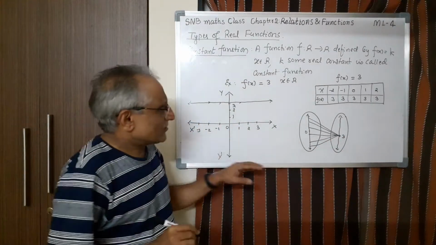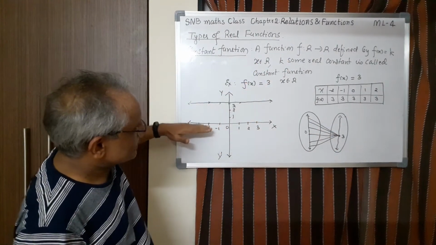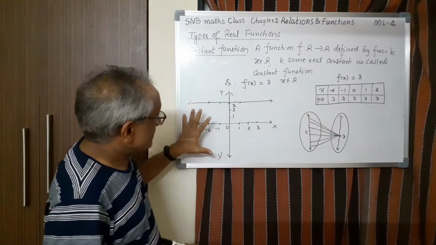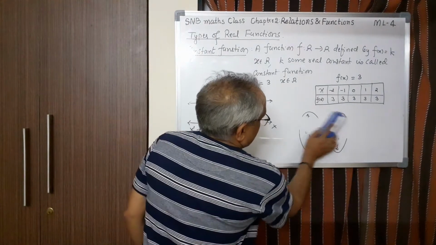Of course, we don't draw the graph like this for any real function. This is the way to represent. That is, take x-axis and y-axis, then plot the points using the table of values, then draw the line or curve, whatever it may be. So this is the function.